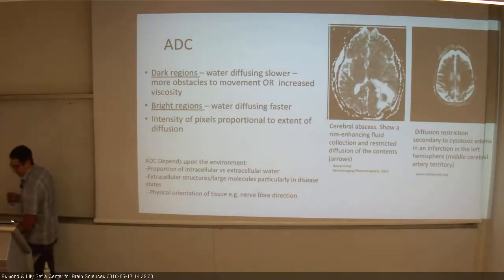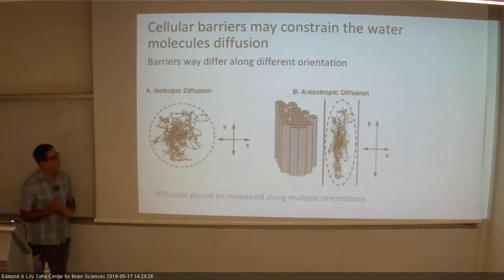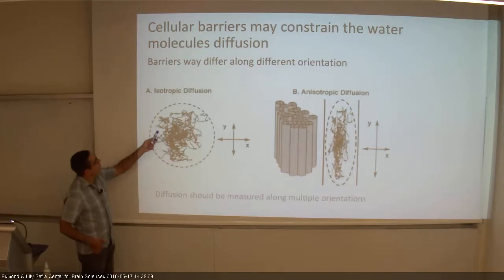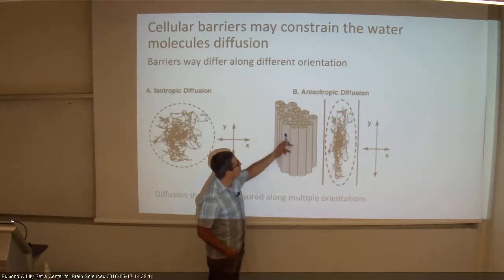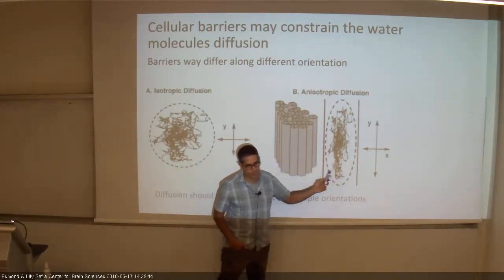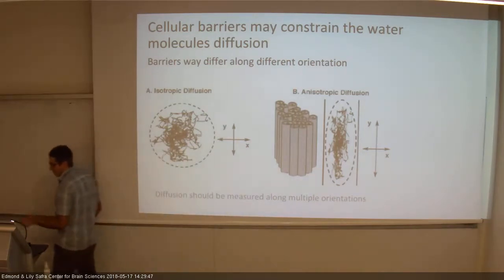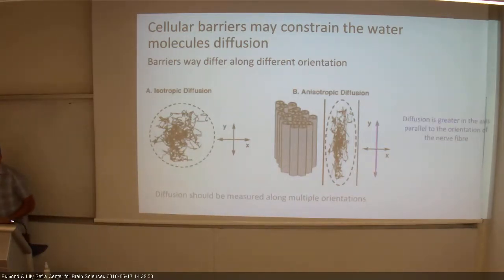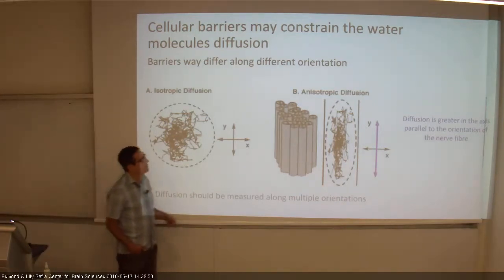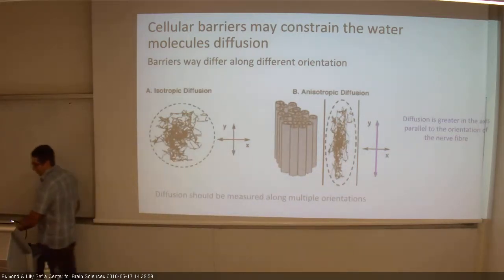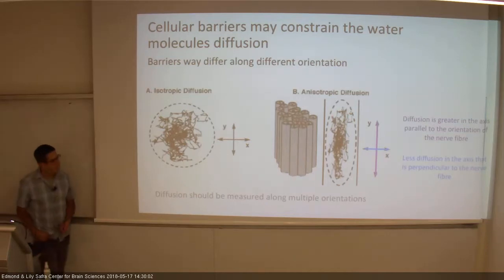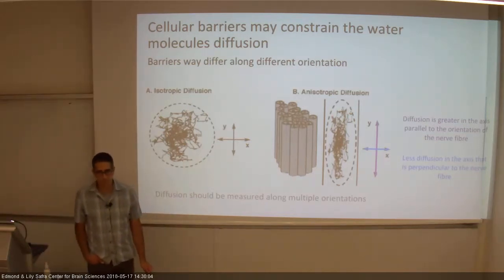And the thought is that an area which has no organization, we would see some isotropic diffusion, so there won't be any directionality. Right? In an area which has anisotropic organization of the tissue, we also would see anisotropic diffusion. Okay? So we will see greater diffusion along the main axis or the main orientation of the fibers, and less so perpendicular to that. Is that clear? Questions?